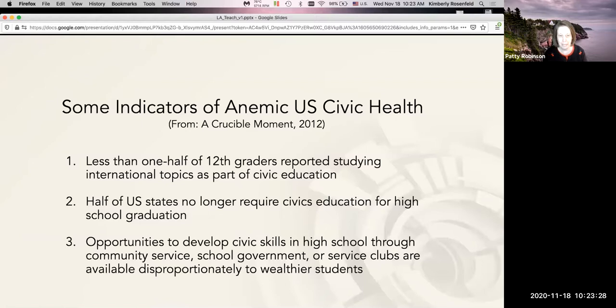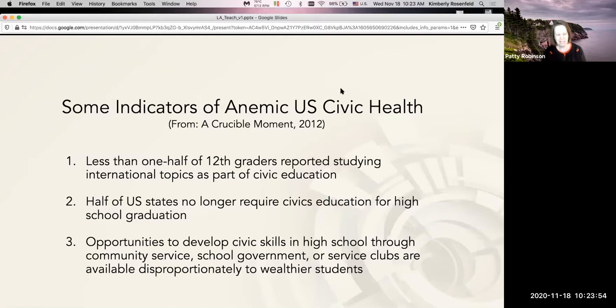But what's really interesting is that the literature shows that the earlier we get students involved in civics, civic work, or civic literacy, the more likely they are to continue that level of participation throughout their entire lives. That's incredibly important for us to keep in mind as we think about teaching young students. So let's take a look.